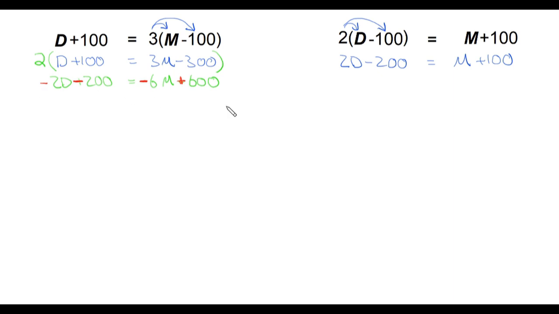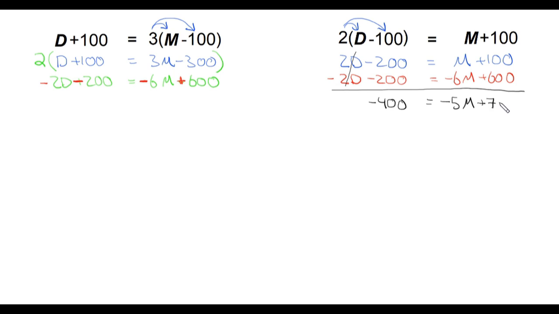So now I move all of those over here. So I'm going to have a negative 2d, a negative 200, a negative 6m, and a positive 600. So now I'm adding those together. When I combine these two, 2d minus 2d is 0d. Negative 200 and negative 200 is negative 400. m minus 6m is minus 5m. And 100 plus 600 is 700.